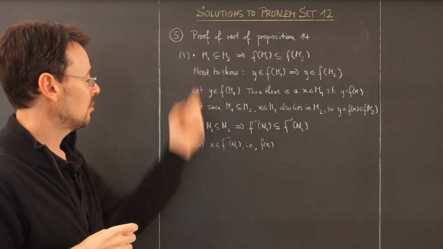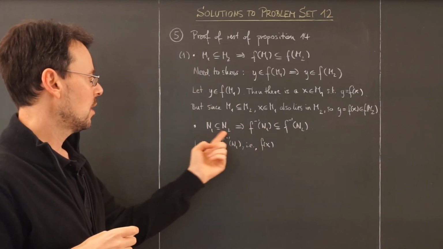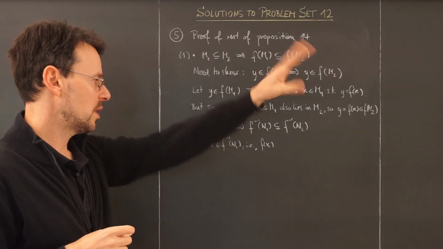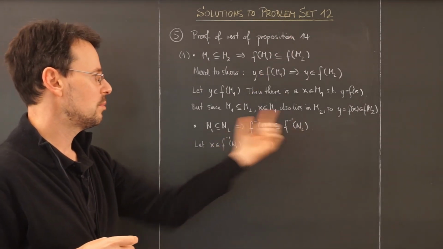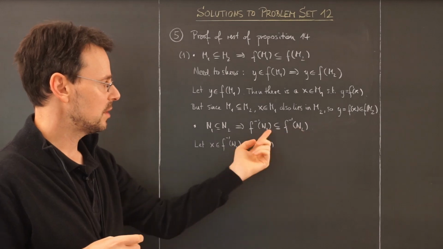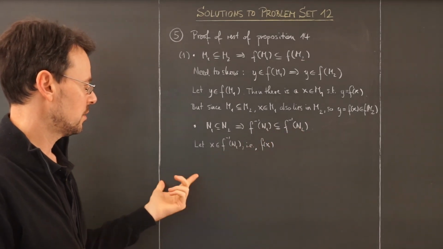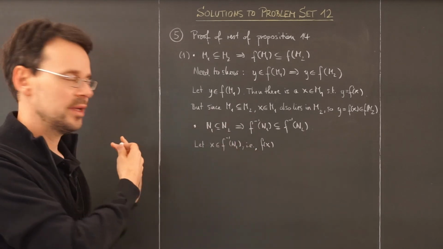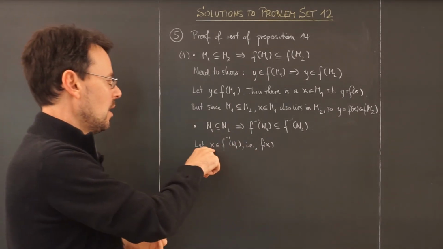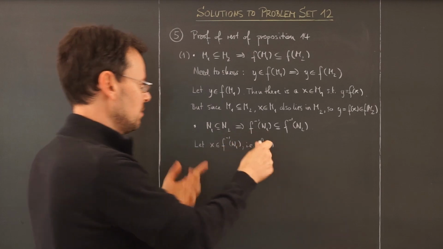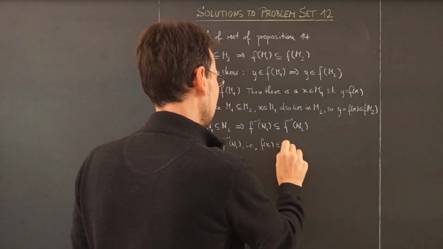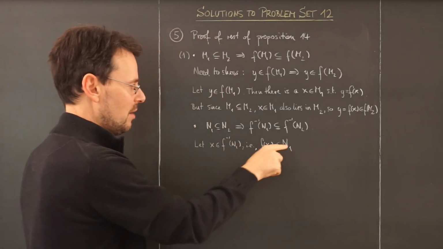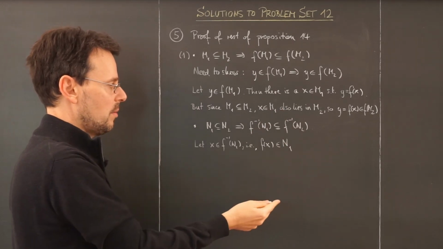So, second statement of part 1: if N1 is a subset of N2, now in the codomain B, then the pre-images also fulfill this condition. So, let's take an x, I call it x because the pre-image lies in A. X in this pre-image means exactly that x gets mapped under f into the set N1.